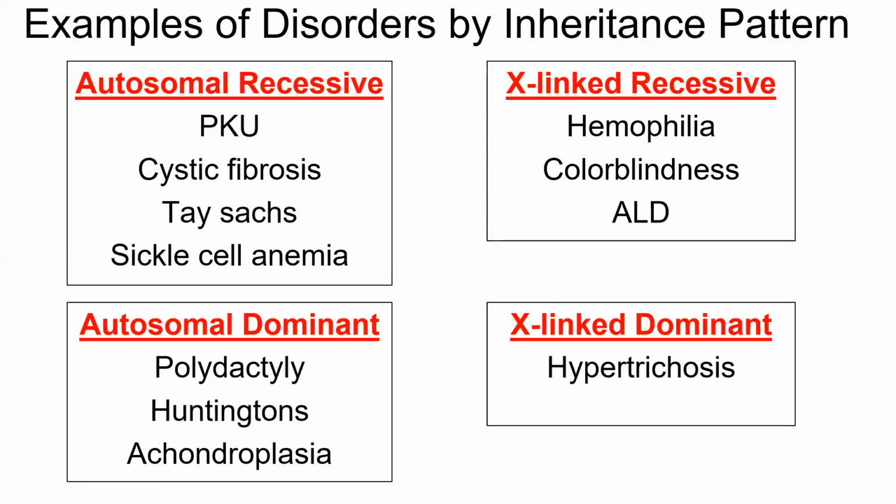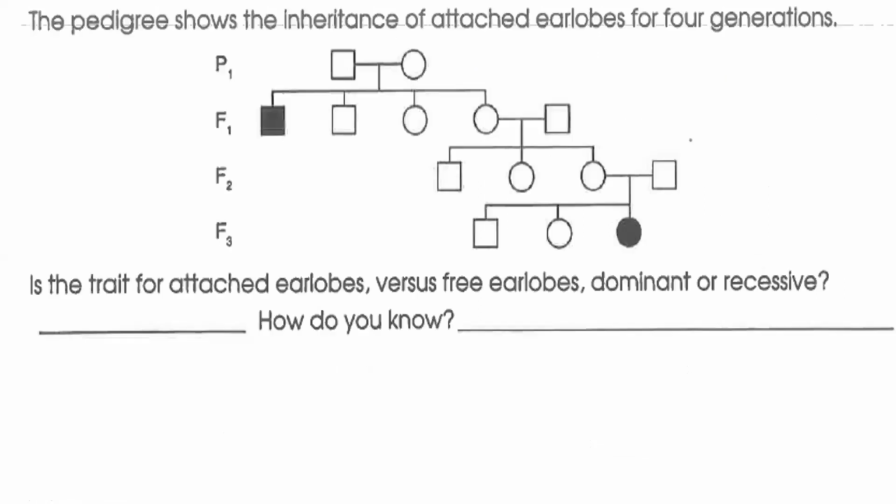This is just a summary reminder of which diseases we've talked about or you've seen in the notes in the past fall into which categories of inheritance. This is definitely something that you should try to study and commit to memory so you know some examples of diseases that meet each inheritance pattern. And then I just have some more practice.